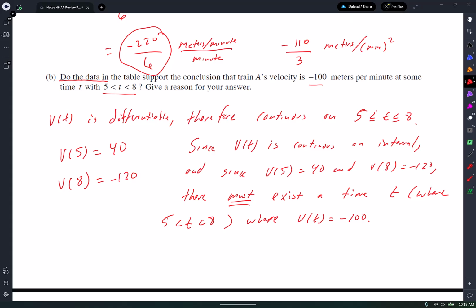You don't have to, but you can. You can say what theorem? You don't have to though, but it would be nice. By intermediate value theorem.